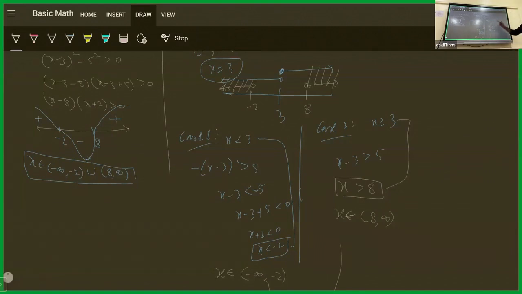In the second case, x greater than or equal to 3, correct? Closed bracket 8 comma infinity. No, but 8 is not included here, in this one. Therefore there is an open circle, a hollow circle, so we will not include it.